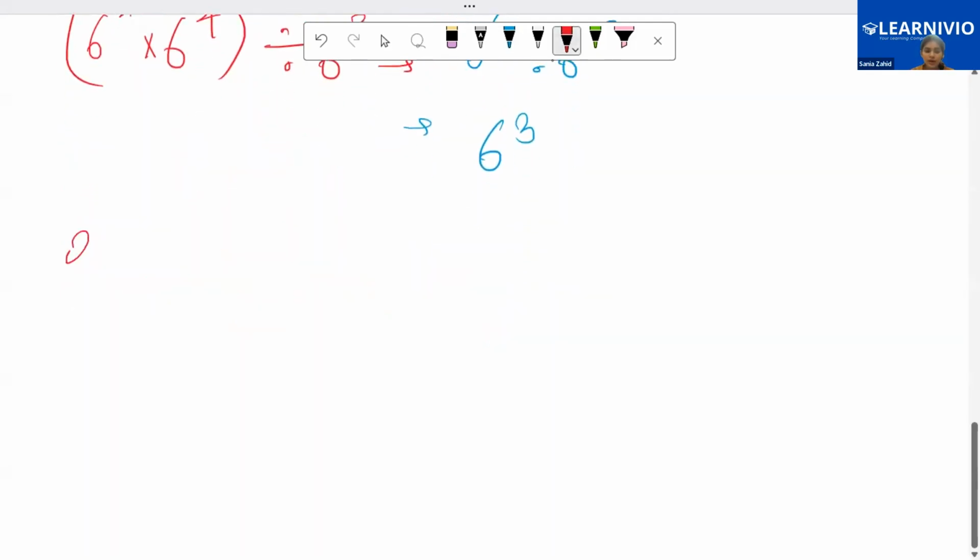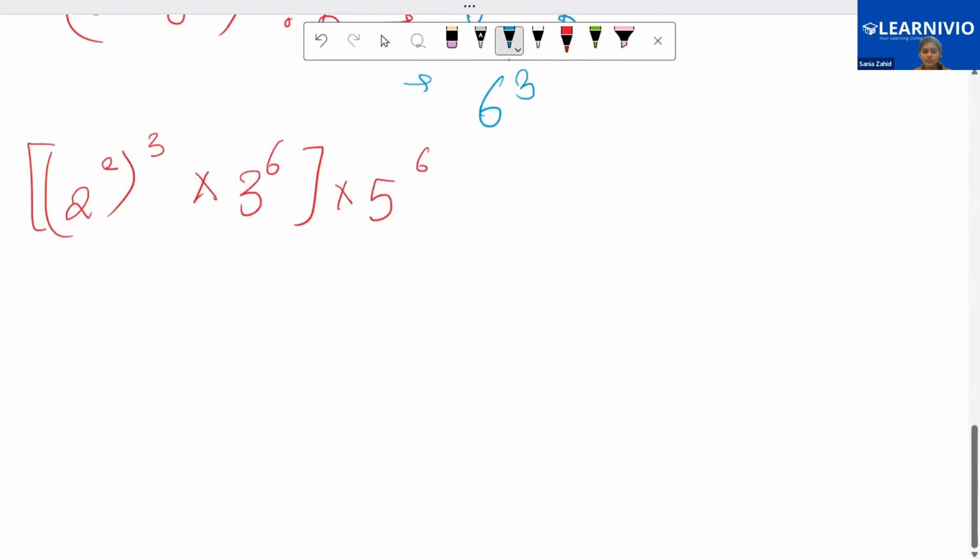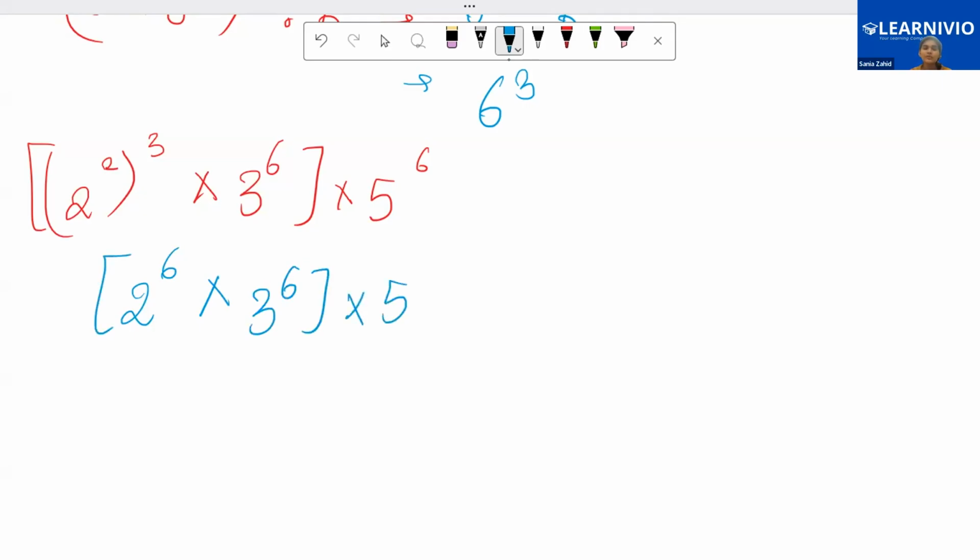Now 2 to the power 2 whole to the power 3, multiplied with 3 to the power 6, multiplied with 5 to the power 6. First, what we'll do? We will open the bracket. So 2 to the power 6, multiplied with 3 to the power 6, and then 5 to the power 6.